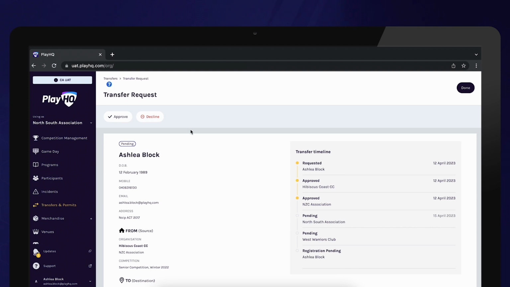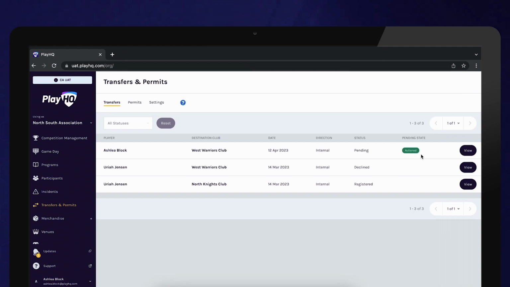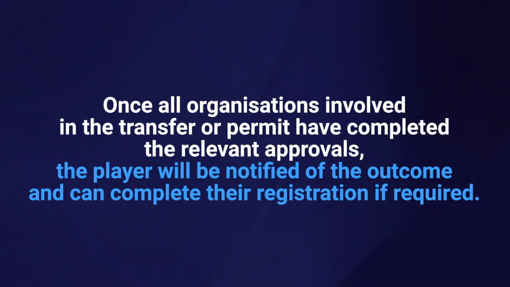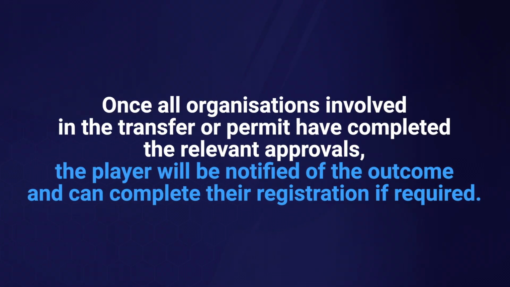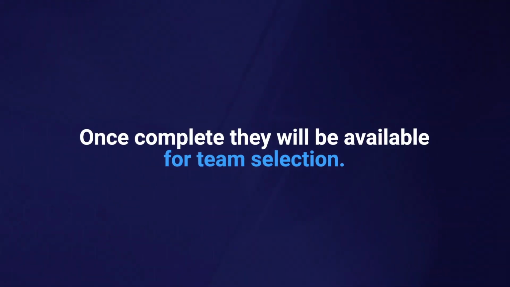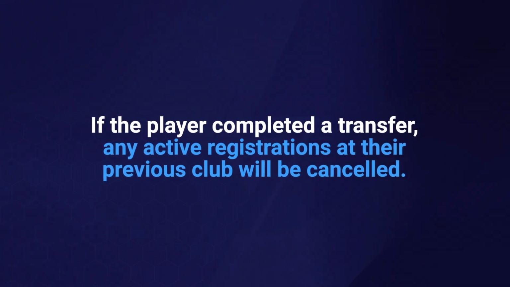If you decline a transfer or permit, you will need to submit a reason as to why. Once all organisations involved in the transfer or permit have completed the relevant approvals, the player will be notified of the outcome and complete their registration if required. Once complete, they will be available for team selection. If the player completed a transfer, any active registrations at their previous club will be cancelled.